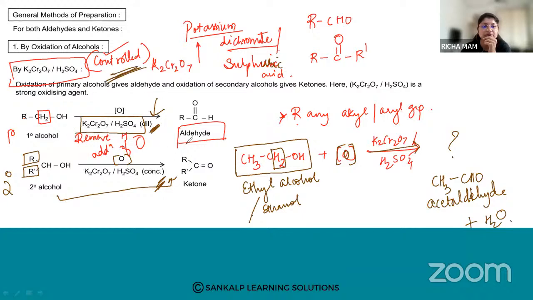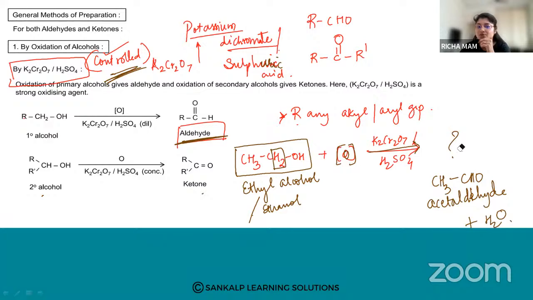In primary alcohol, we have to convert it into aldehyde, so we are taking dilute H2SO4. As we want to convert our secondary alcohol to ketone, we are going to use concentrated H2SO4. So if you take a secondary alcohol and treat it with this H2SO4 and this K2Cr2O7, what am I going to get? I am going to get a ketone. Both these hydrogens are removed.